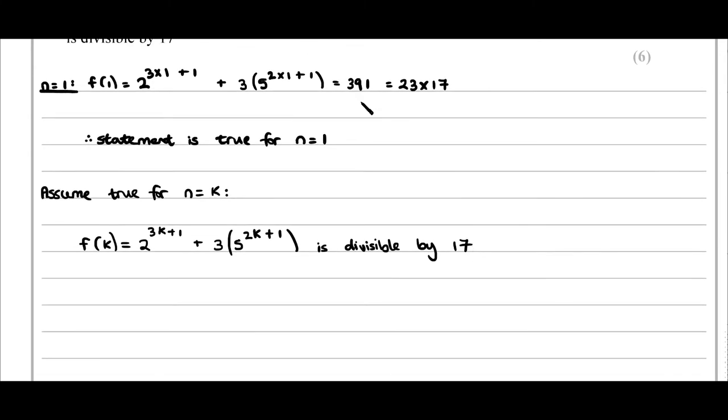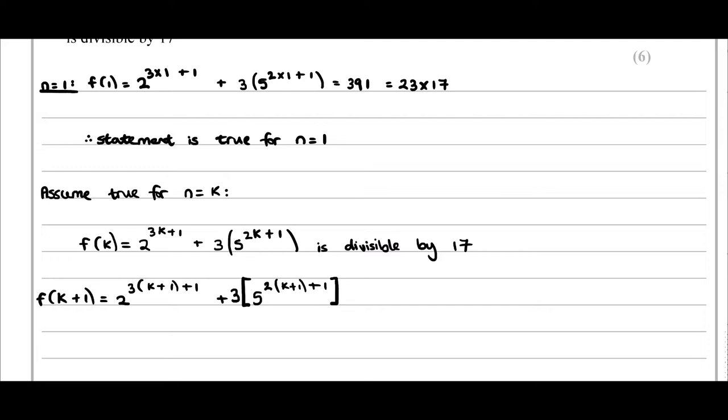So for our induction step, f of k plus 1 will equal 2 to the power of 3 lots of k plus 1, plus 1, plus 3 lots of 5 to the power of 2 lots of k plus 1, plus 1. Okay. And let's put this in square brackets for clarity. Might make life a bit easier for ourselves.